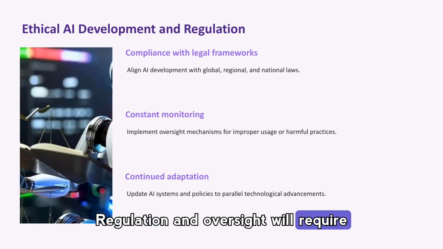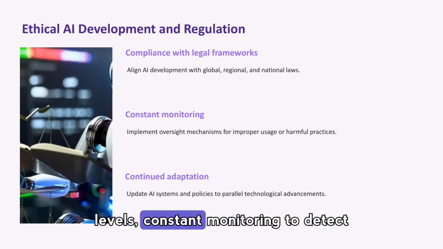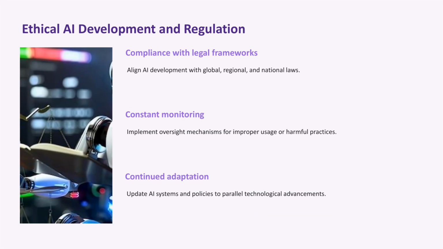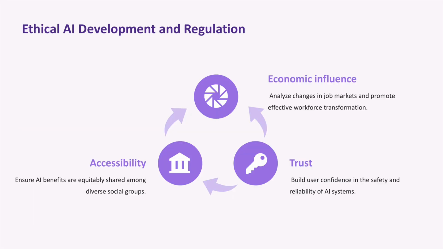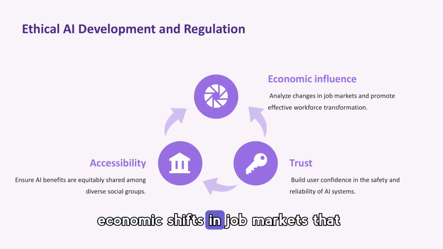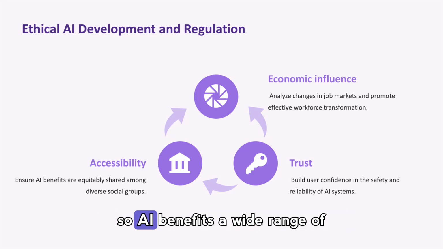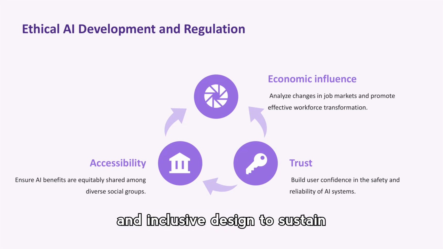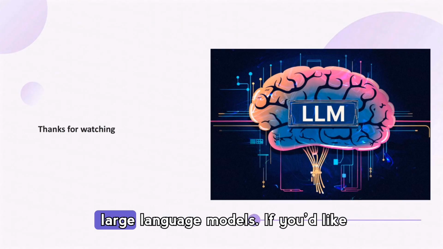Regulation and oversight will require compliance with legal frameworks at global, regional, and national levels, constant monitoring to detect improper use or harmful behavior, and adaptive policies that evolve alongside technological advancements to ensure safe, reliable deployment. Broad societal effects include economic shifts in job markets that require thoughtful workforce transformation, ensuring accessibility so AI benefits a wide range of social groups, and building trust through consistent safety, reliability, and inclusive design to sustain long-term adoption and value.